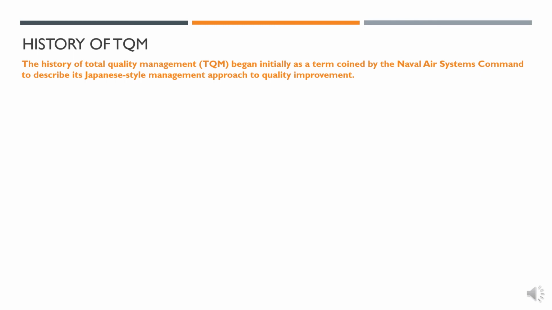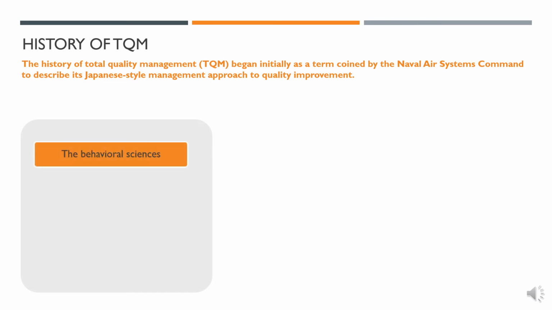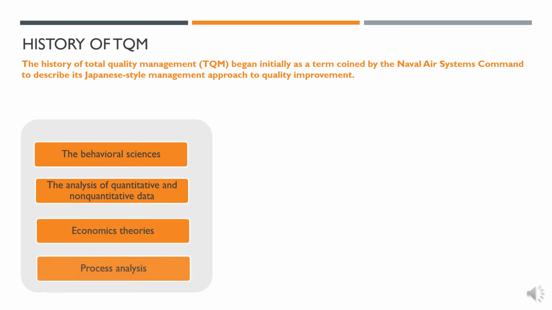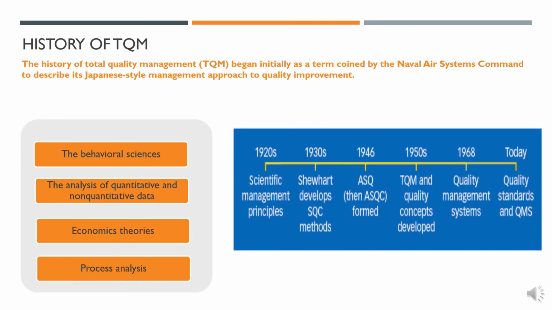It draws on a knowledge of the principles and practices, such as the behavioral sciences, the analysis of quantitative and non-quantitative data, economics theories, and process analysis. TQM started as early as the 1920s and has evolved through the years. And today, TQM is a name for the philosophy of a broad and systematic approach to managing organizational quality.